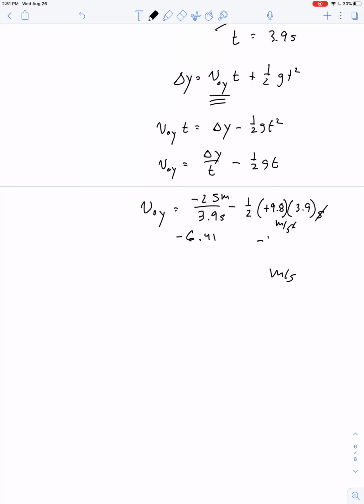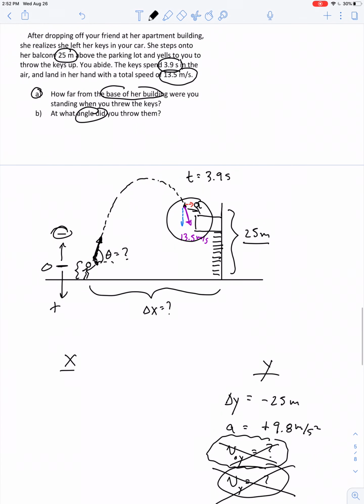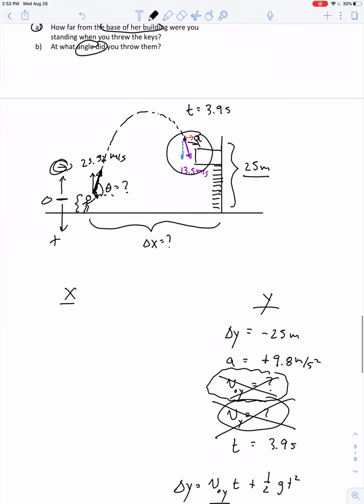And this is negative 19.11, all right. So we get negative 25.52 meters per second. And all the negative means is in the negative direction, which for us is up, and we know that the initial vertical velocity is indeed upwards. That's 25.52 meters per second. Okay.